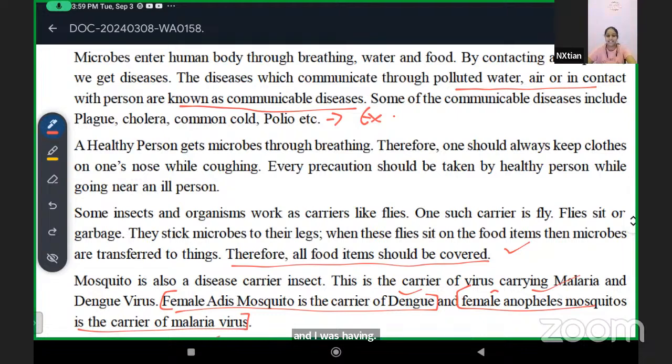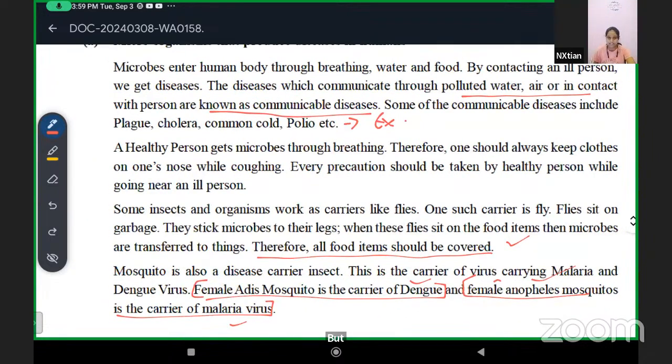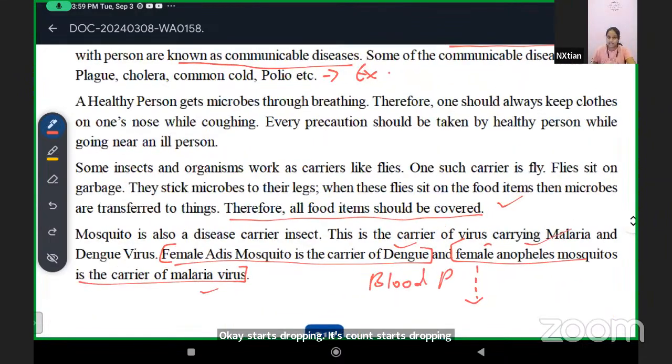But my mother had it a little bad. She was having the same symptoms after 2 days. But then her platelets dropped. We studied about RBC, WBC, and blood platelets. So when dengue is spreading inside you, the blood platelet count starts dropping.